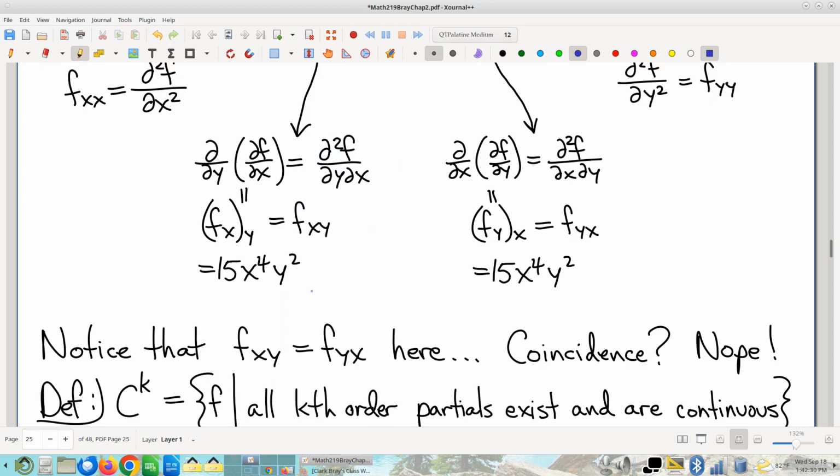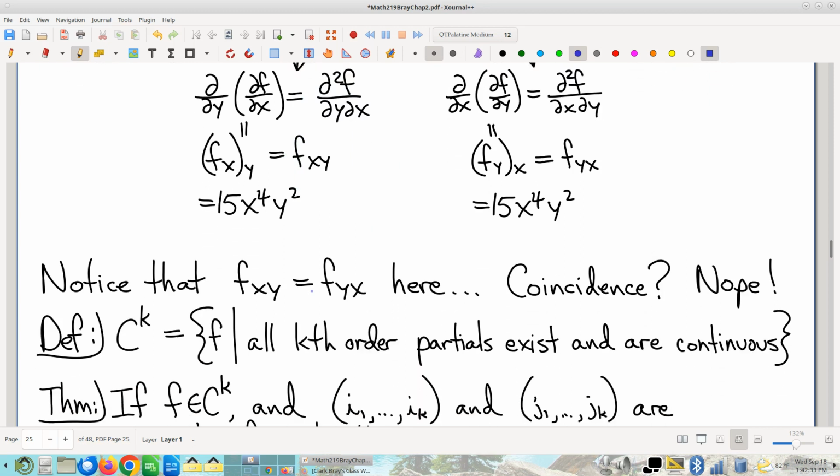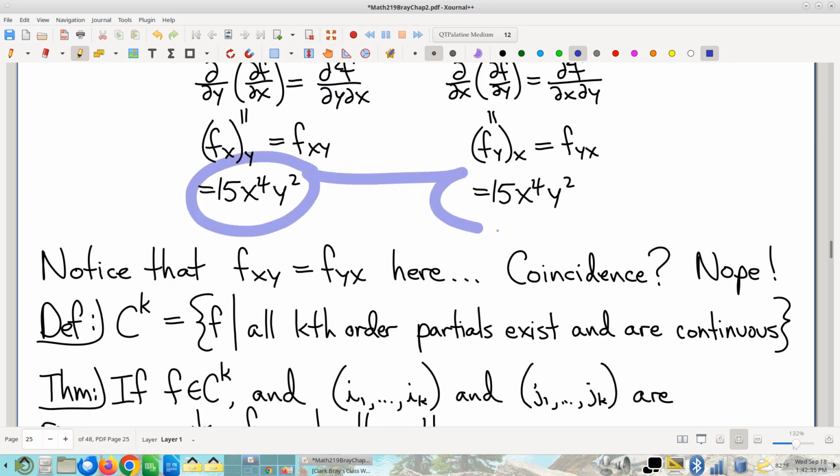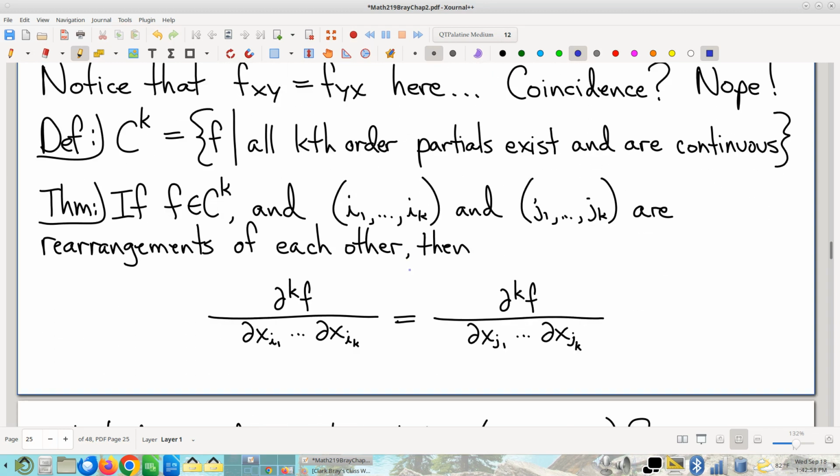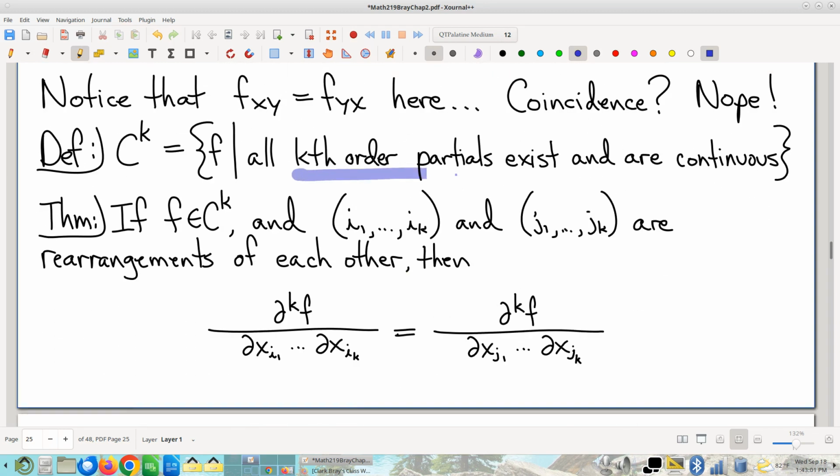So you will notice here that this and this are equal. What are the odds? Well, it turns out the odds are actually pretty good. In fact, for sufficiently nice functions, this always happens. Now, not always, but for sufficiently nice functions. So I need to be clear on what I mean by sufficiently nice functions. What we need is to know that the kth order partials all exist and are all continuous.